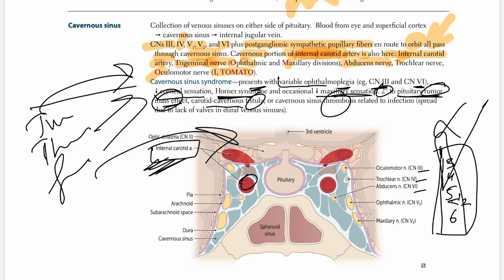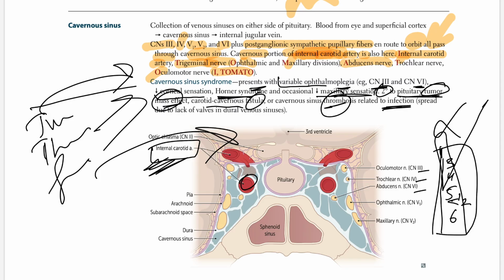Or even thrombosis within the cavernous sinus can also lead to that, right? Related to infections, right? Spread due to lack of valves in the dural venous sinuses. Now, the important point is what sort of infections are we looking at within the brain, right?